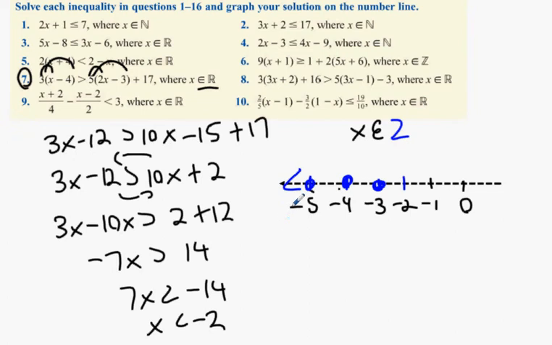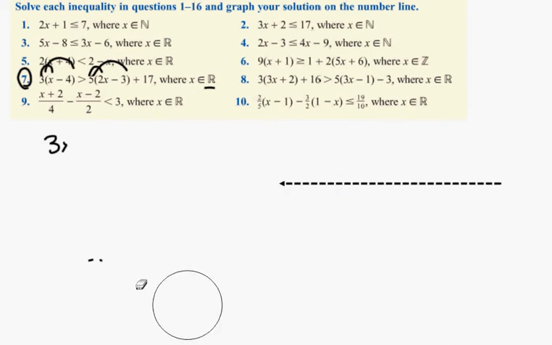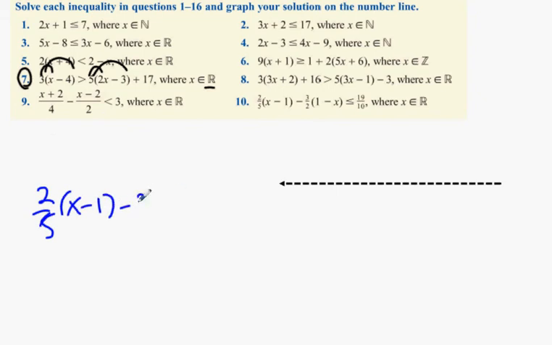R and Z. Now, look at question 10. Question 10 looks pretty difficult, but it's not really. So with question 10 we have 2/5 (x minus 1) minus 3 over 2 (1 minus x), less than or equal to 19 over 10.